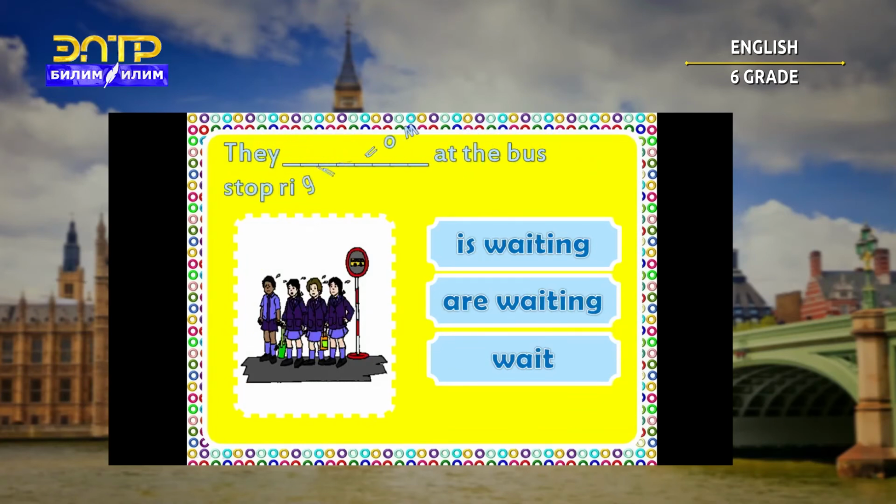Look at this picture and at this sentence and help me. They is waiting, are waiting, wait at the bus stop right now. This action is happening right now, so it's present continuous. The subject of the sentence is they, plural form, so we should use the auxiliary verb are. The correct sentence is: they are waiting at the bus stop right now.